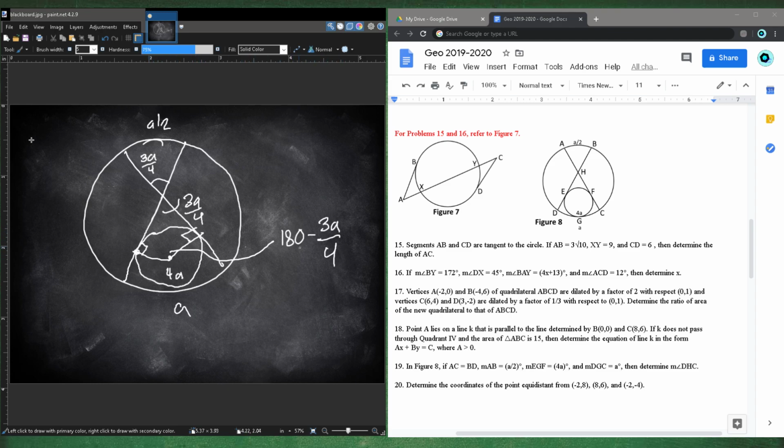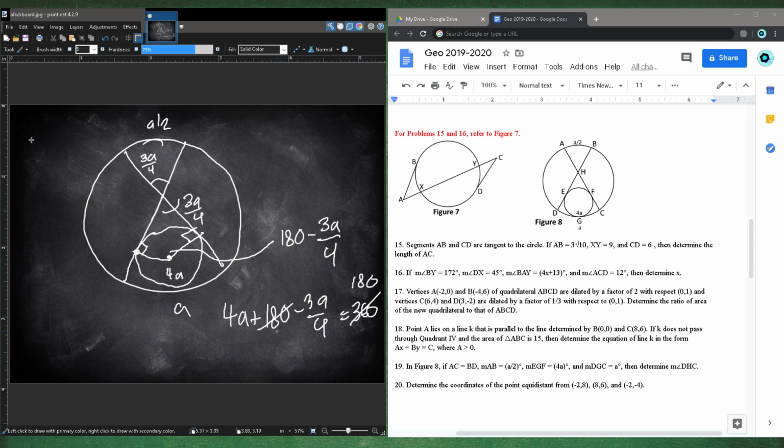So that gives us this angle, right? This is also the central angle, so it's also equal to this arc, and this one's 4A. So this arc plus this arc is equal to 360. Adding them together, we have 4A plus 180 minus 3A over 4 equal to 360. Right? So minus the 180 from both sides, that makes 180.